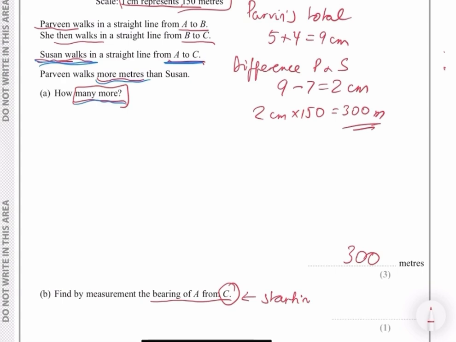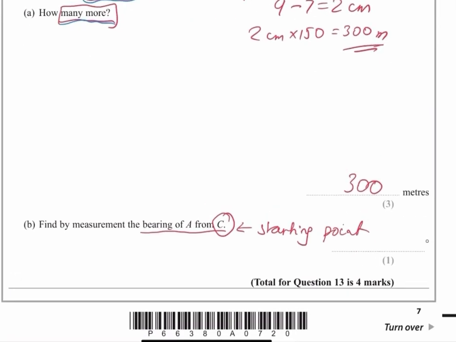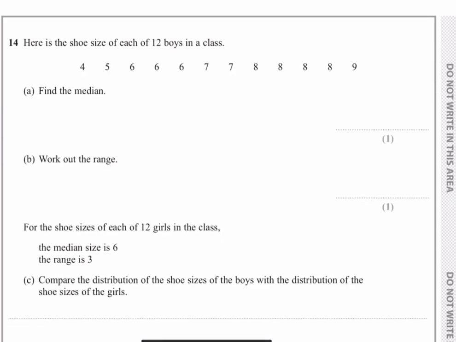Next, we need to find the bearing of A from C. So it's important where you start. C is the starting point. So this is where you have the north line. Measure clockwise. Use the protractor. And that is 288 degrees.